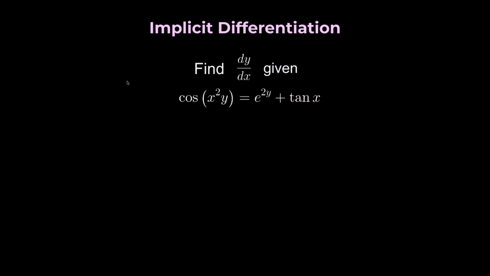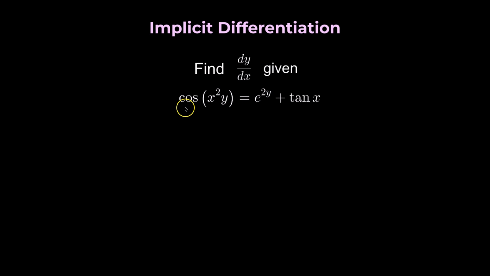Let's review one of the trickiest types of implicit differentiation problems. Let's say we want to find dy/dx given cosine of x squared y equals e to the 2y plus tangent x. Well, first you have to recognize that you have to use implicit differentiation. And what I like to say is that the y is all up in there. So this is not just y equals some function of x. Y is really buried inside the equation, and there's actually multiple copies of y.